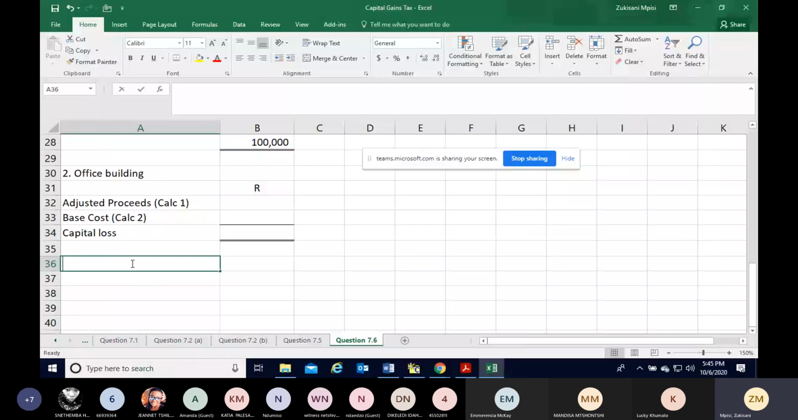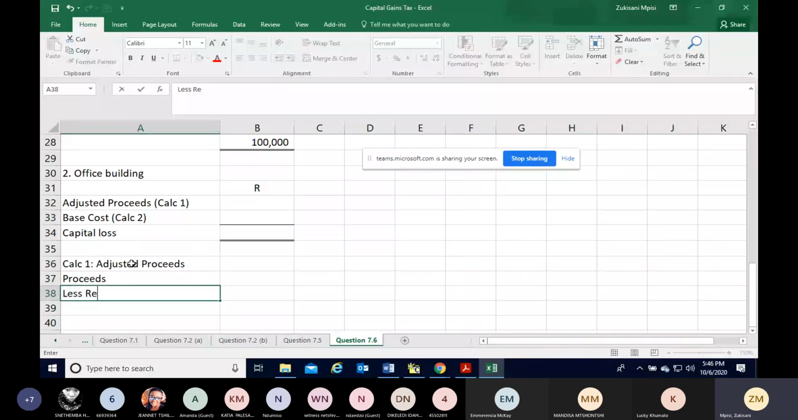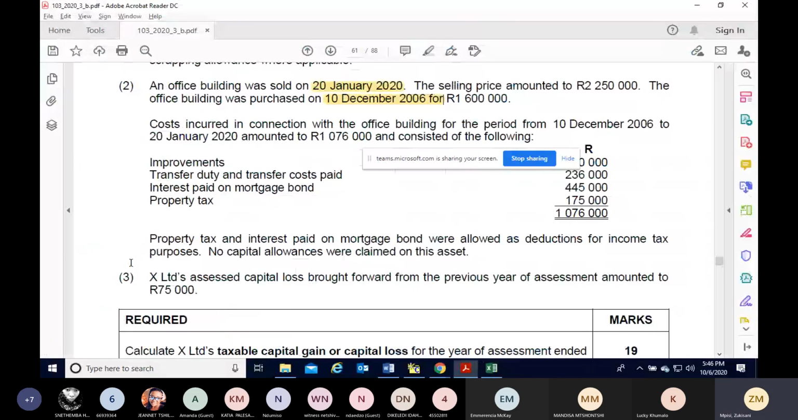So calculation 1, for adjusted proceeds, that is proceeds less recoupment. So how much are our proceeds? It is 2,250,000.